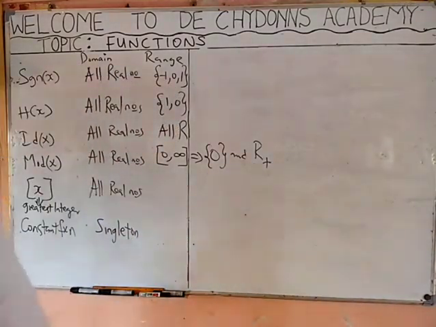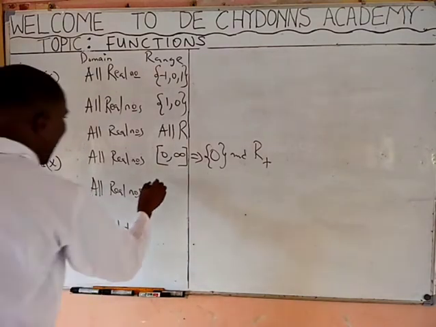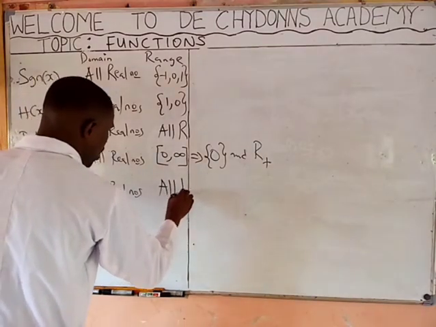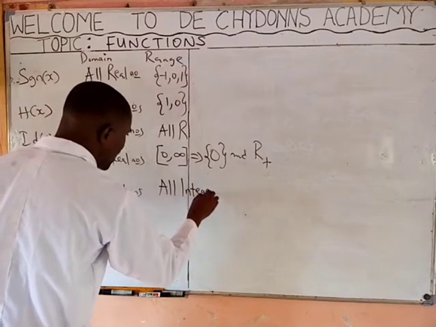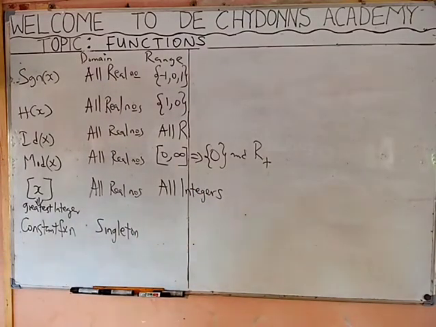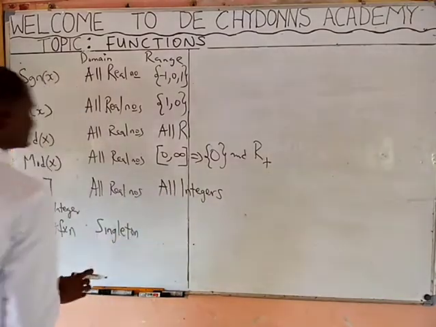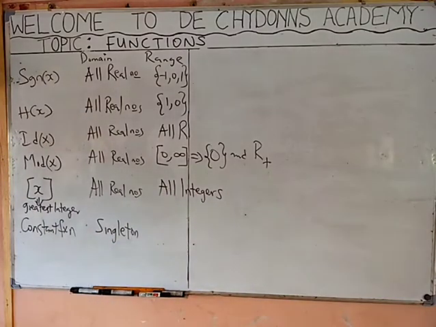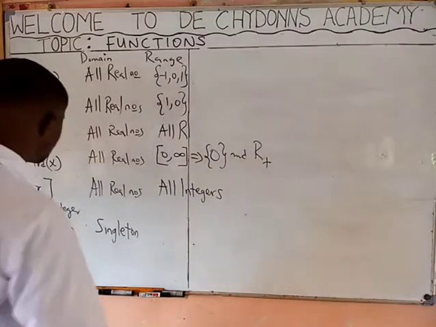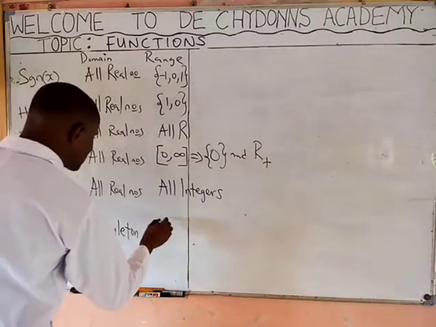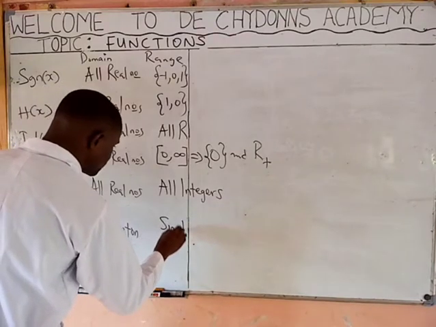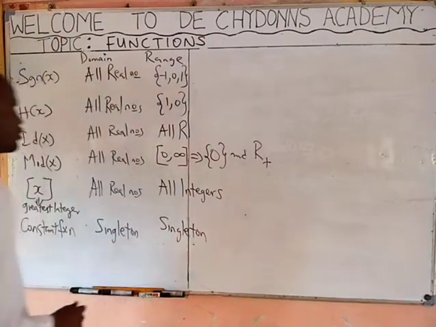Then, for the greatest integer function, the range is all integers. From the name, greatest integer function, so you say all integers. That is the range of the greatest integer function. Now, for the range of a constant function, you say the range is a singleton also. That is one value.